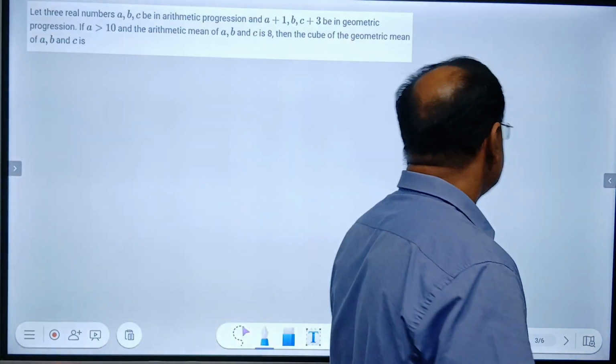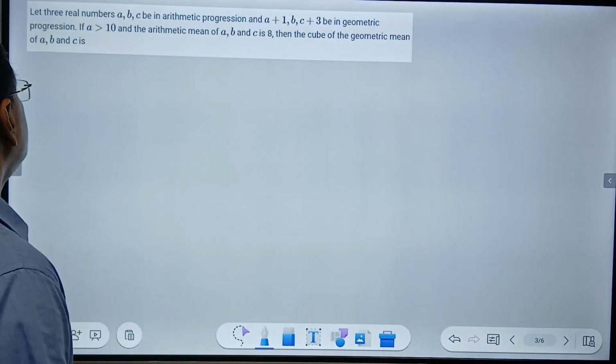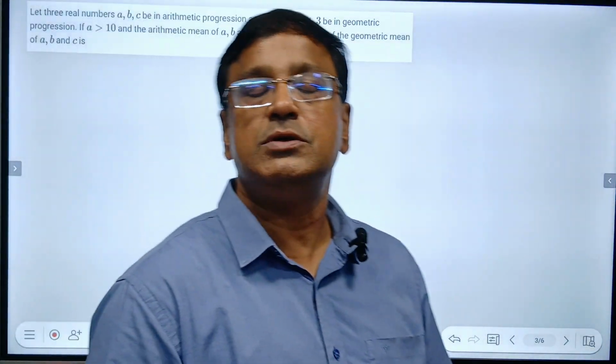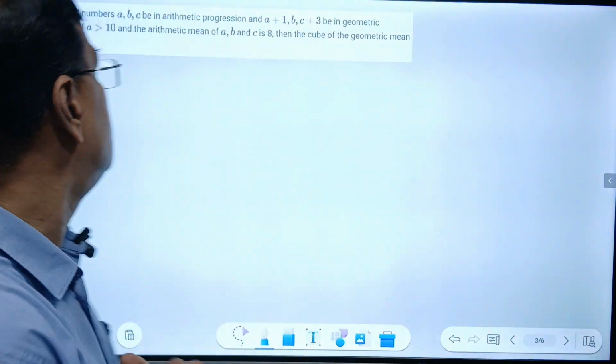Now let's go to the second question. There are three real numbers. What are they? A, B, and C. What is given?